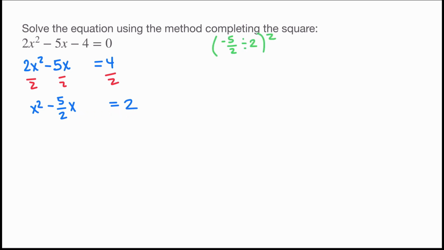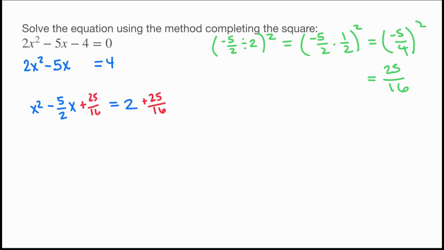To complete the square, I take the number in front of the x, negative 5/2, I divide it by 2, and I square it. Negative 5/2 divided by 2 is negative 5/2 times 1 over 2. Let's copy dot flip, right? When you divide, it's the same as multiplying by the reciprocal. Dividing by 2 is multiplying by 1/2. So negative 5/2 times 1/2 is negative 5/4. When I square that, I get 25 over 16. So I'm going to add 25 over 16 to both sides.